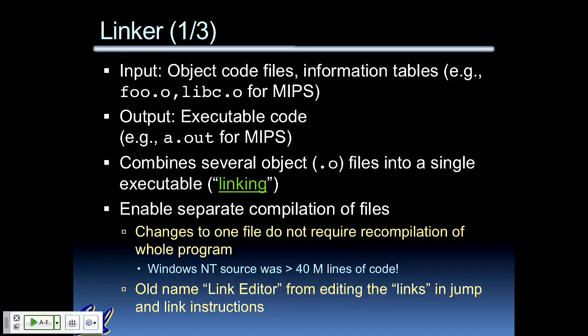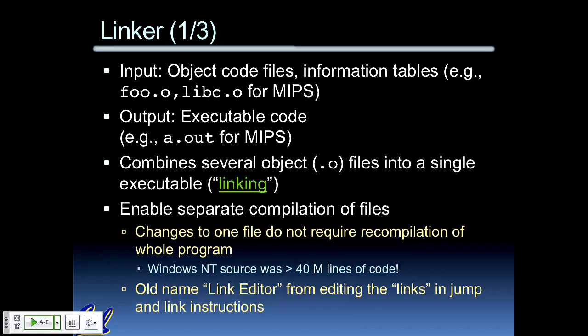So one interesting thing to note about this link process is that it lets you do incremental compilation. If I just change one C file, I just have to recompile and reassemble that one C file into a .o file, and then just redo the link piece. I don't have to recompile everything in the whole world. That's one of the advantages here.